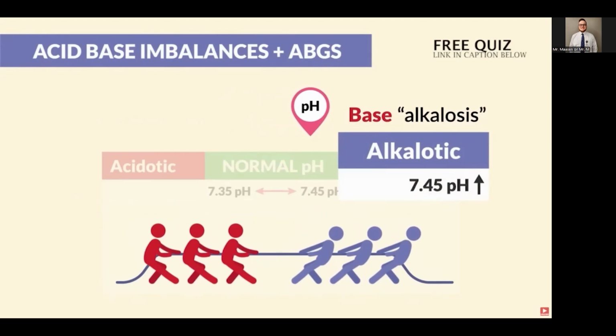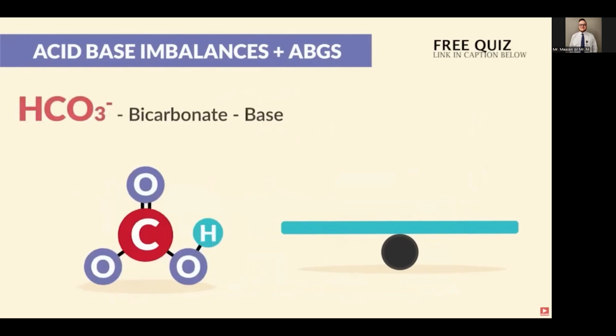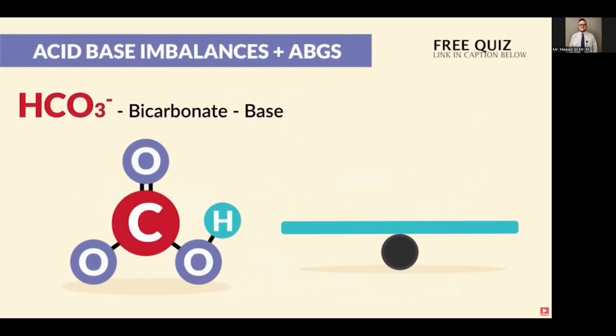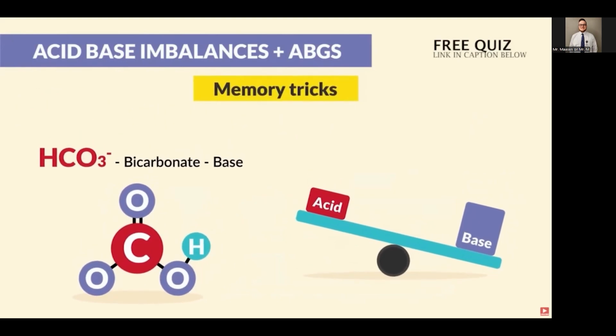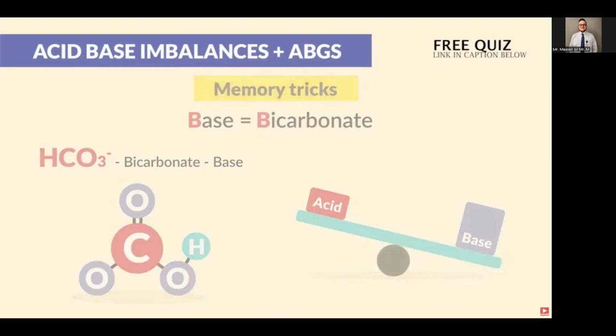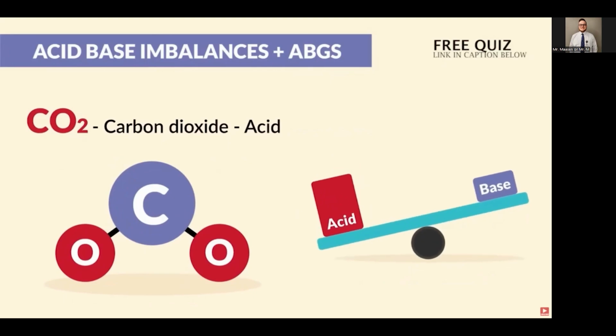Now, that sounds pretty simple, right? Well, here's where it gets confusing. The key players that keep us in balance: HCO3, known as bicarb, is our base. That helps to put the body into alkalosis. So the memory trick, think of the double B's: base equals bicarb. And CO2, our carbon dioxide, is our acid, pushing the body into an acidotic state.